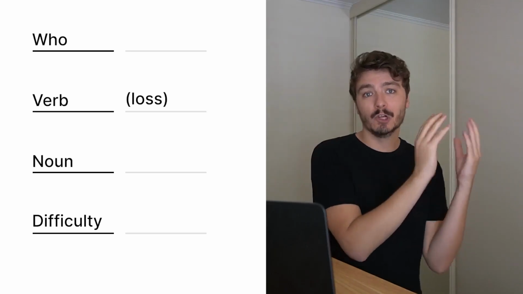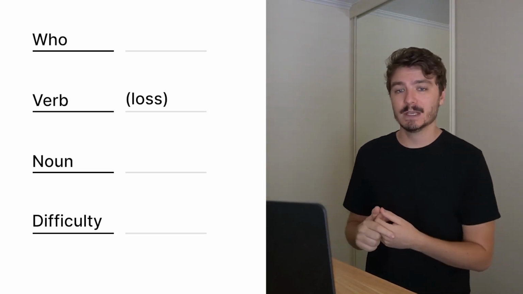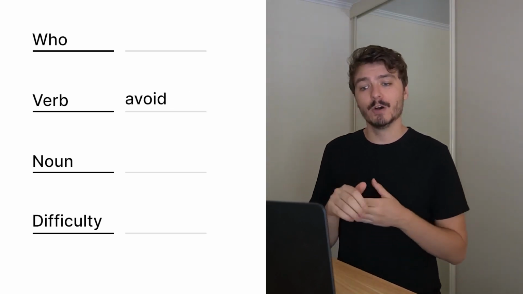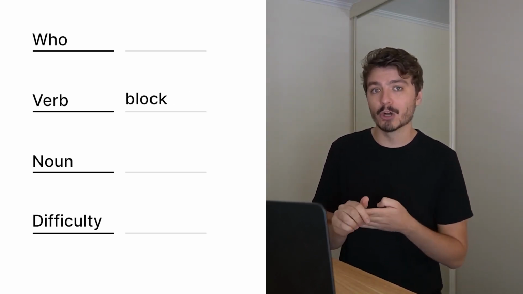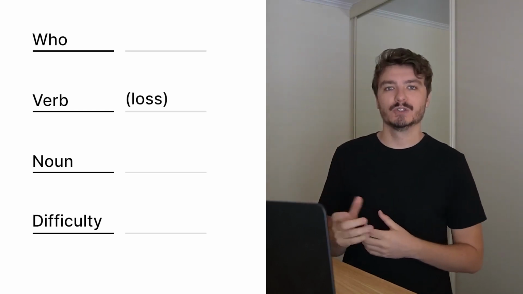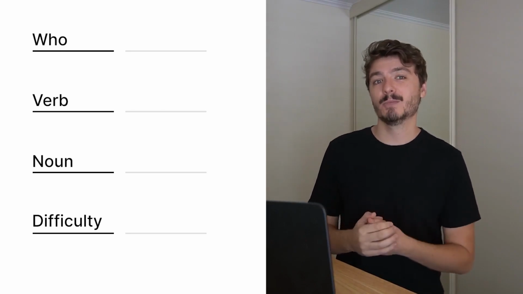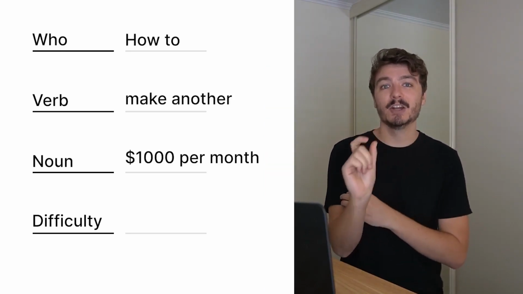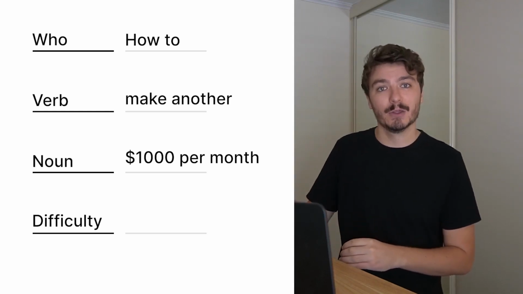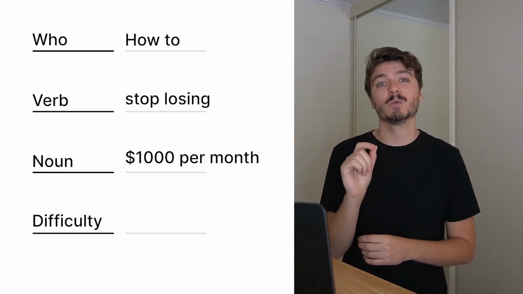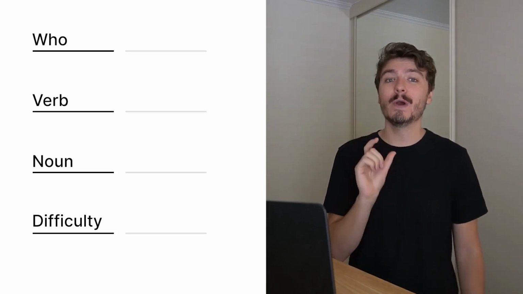So that's gain motivation. Or if your video is going down the loss aversion route, then it could be something like stop losing, avoid, prevent, block, end, those kind of words. So they are loss aversion verbs. So if I use the same example from before, how to make another $1,000 per month, or how to stop losing $1,000 per month. The verb here is changing if it is a gain motivation video or a loss aversion video.